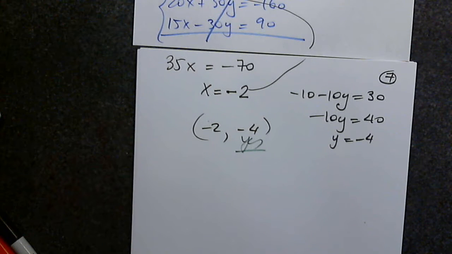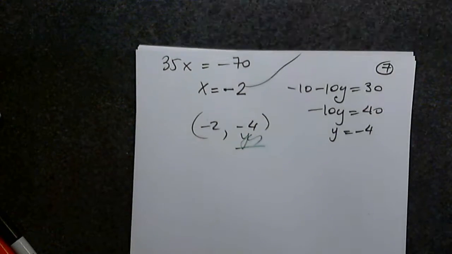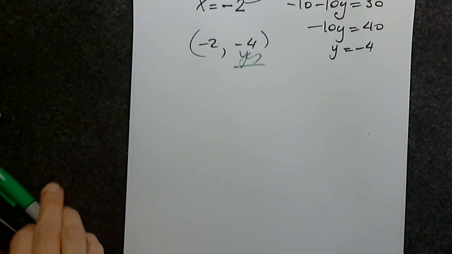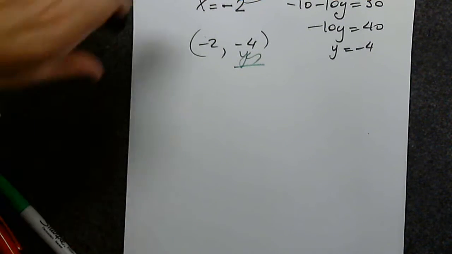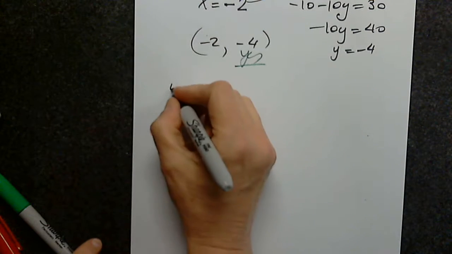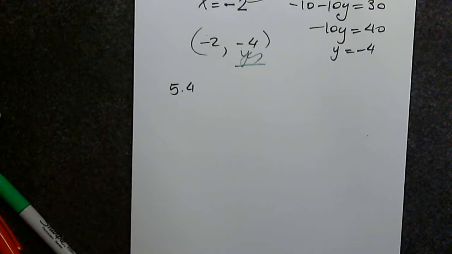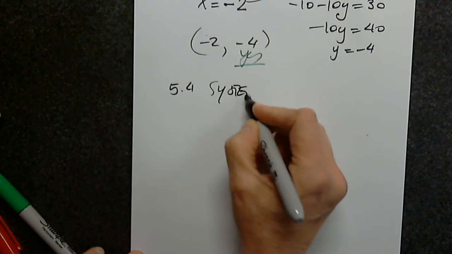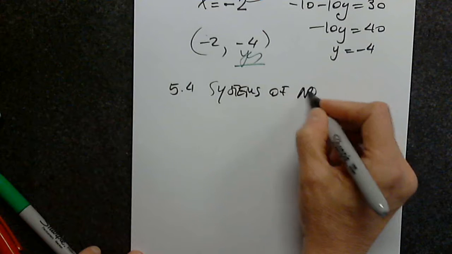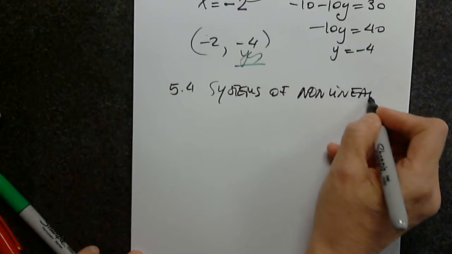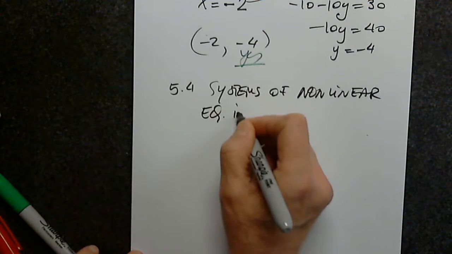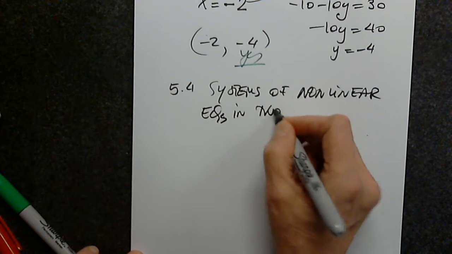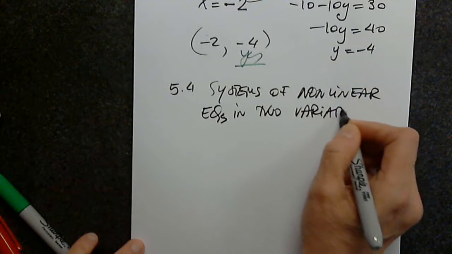Any questions? Okay. Still, we are still talking about two variables. So 5.4, but systems of nonlinear equations in two variables. Yes, please.